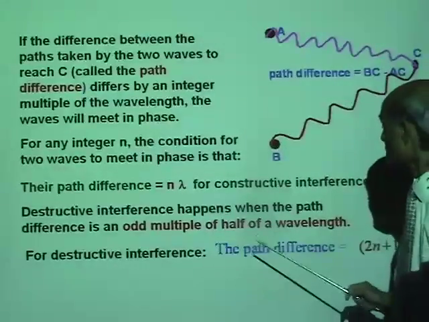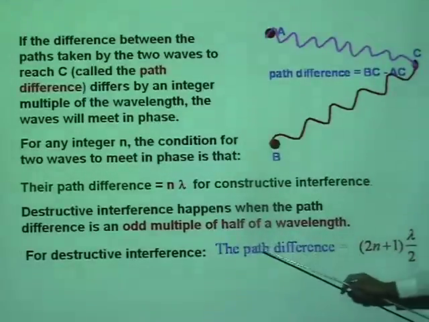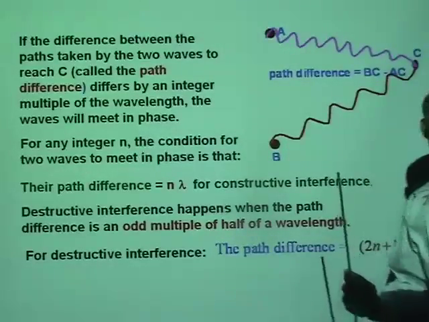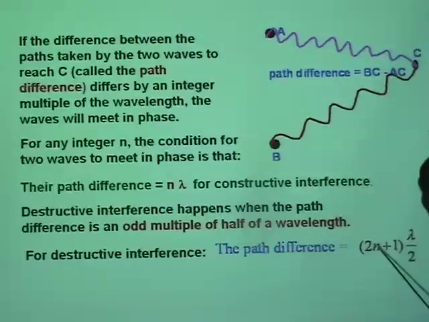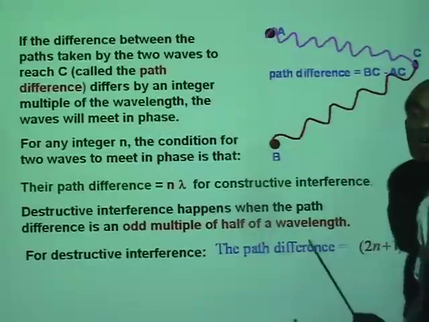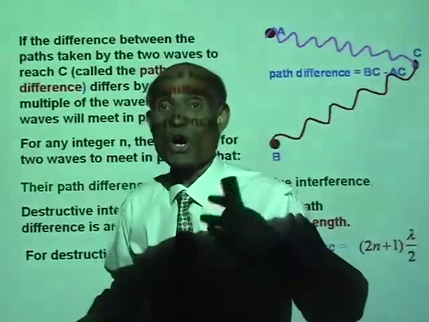And so, we will say the condition for destructive interference is the path difference must be (2n plus 1) lambda by 2, where n is an integer. 2n plus 1 is always odd. When n equal to 0, this will be 1. When n equal to 2, 2n plus 1 is 5. When n equal to 4, 2n plus 1 is 9. So, if n is an integer, 2n plus 1 will always be odd.